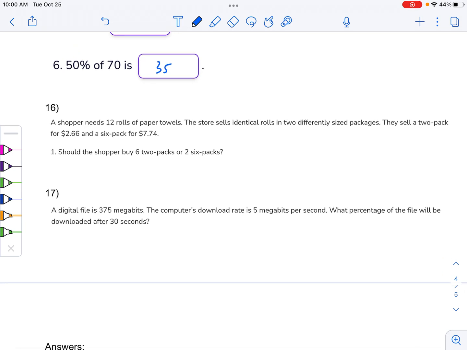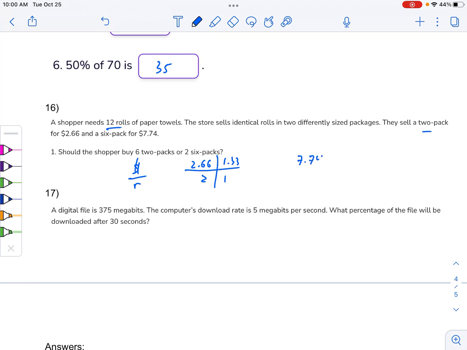Number 16. Let's keep going here. Shopper, 12 rolls. We got 2 packs. All right, so we got to pay attention to what's going on here. We got money and we got rolls. So it looks like I have $2.66 for 2 rolls, and for 1 roll, I'm going to cut that in half. So it's $1.33 per roll.